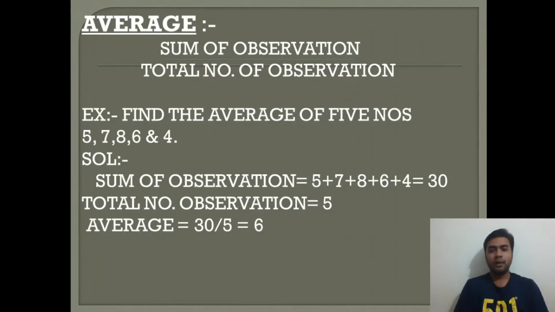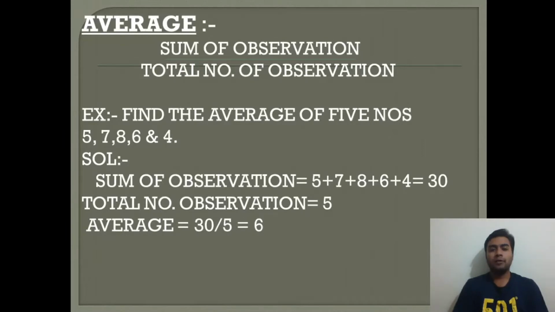Suppose I have to find the average of a certain given set of 5 or 6 numbers. So the formula is sum of observations divided by total number of observations, that is, the sum of the observations that are to be observed, and the total number of observations means the total number of times it has occurred. So let's take an example to understand this.